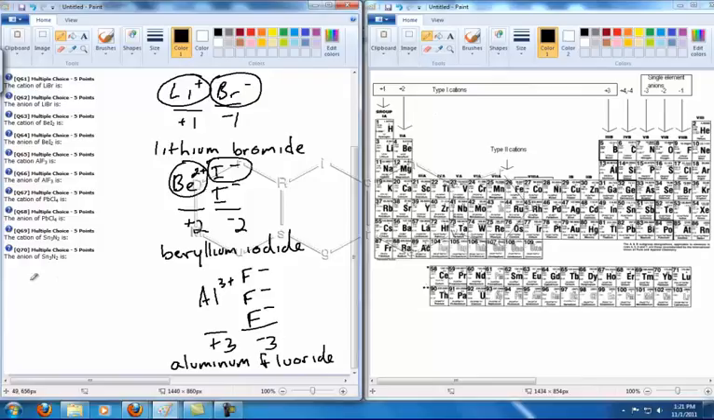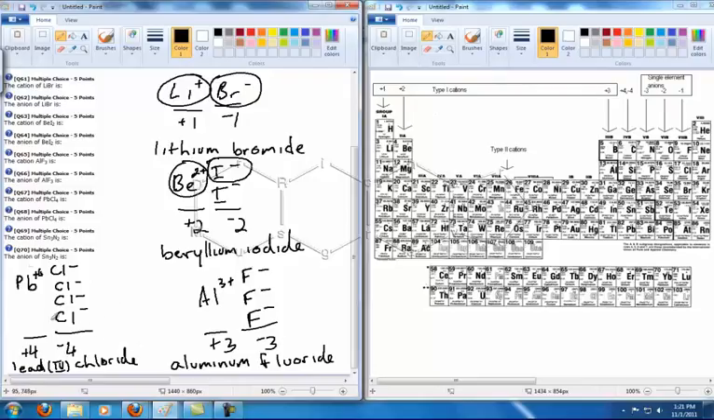Okay, and the next one we've got PbCl4. That's 1 Pb and then 4 Cls. Cl is in group 7, has a -1 charge, -1, -1, -1, -1. Total -4. Total positive charge +4, which makes the lead have a +4 charge. So the name of this one is going to be lead-4 chloride.